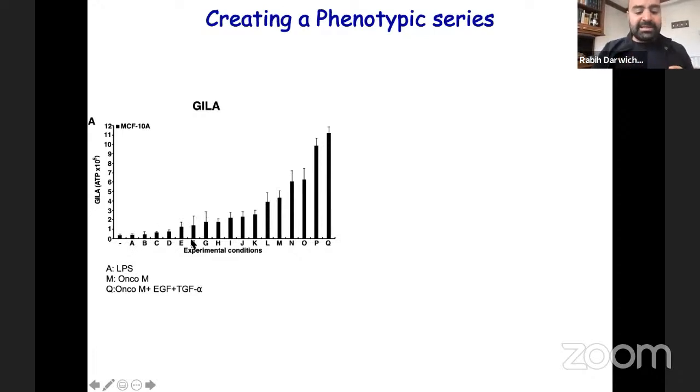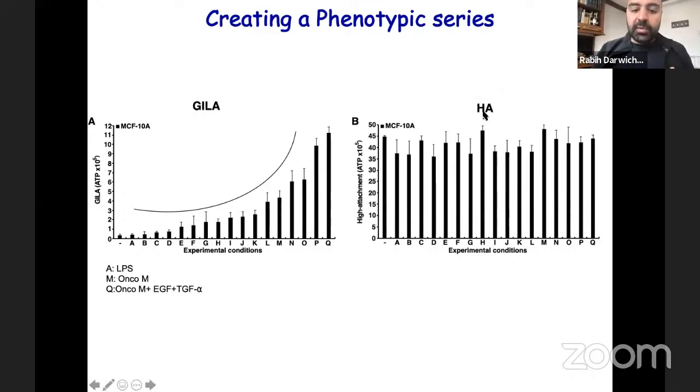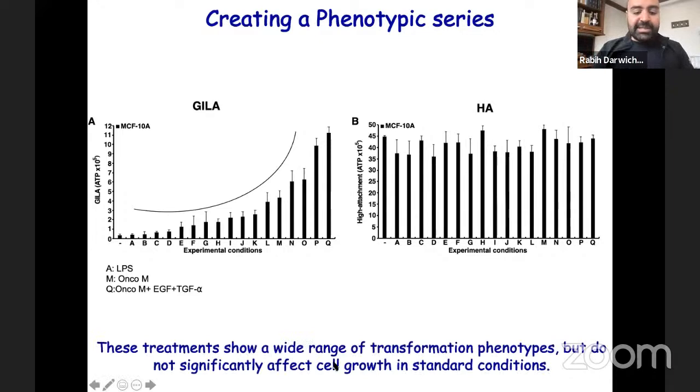While certain mixes using different cytokines that induce different signaling pathways in one way or another, we can see that transformation starts to be stronger with some conditions than others. For example, the Q condition, which is the mix of oncostatin M, EGF, and transforming growth factor alpha, showed very strong transformation, as we can see here. So from here, we created a phenotypic series of transformation going from weak to strong. And if I show you the comparison, which is the growth in high attachment, all the cells are able to grow because transformed and non-transformed cells are able to grow here. So from this experiment, we succeeded. This treatment showed us a wide range of transformation phenotypes, but it does not affect the growth in standard conditions. So we are very confident with these conditions.